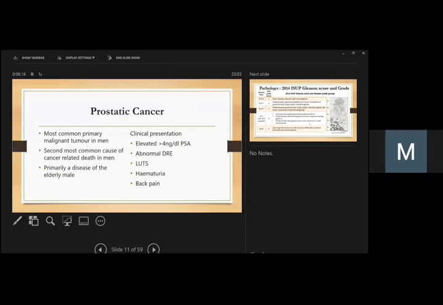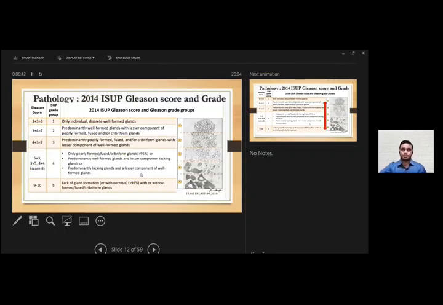So coming to the prostate cancer, it is the most common primary malignant tumor in males, and it is the second most common cause of cancer death in men. Primarily a disease of the elderly male. Clinical presentations are an elevated PSA greater than 4, abnormal digital rectal examination, lower urinary symptoms, hematuria, and back pain.